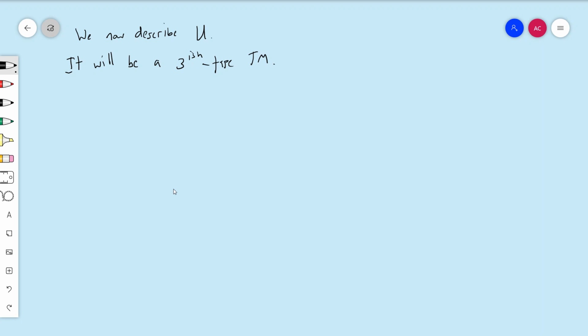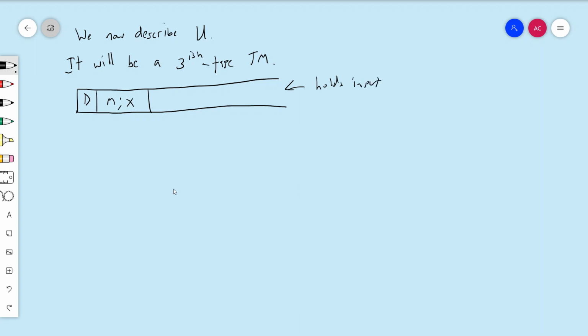So as is typical, the first string will hold the input. And maybe I'll draw it out. The first string, as is typically the case with multi-tape machines, is going to be a read-only input tape. And then really the important second string is the work tape down here. Work tape.